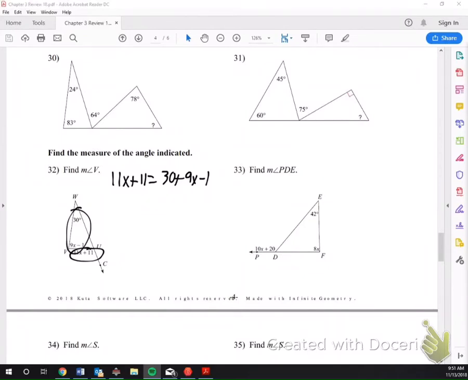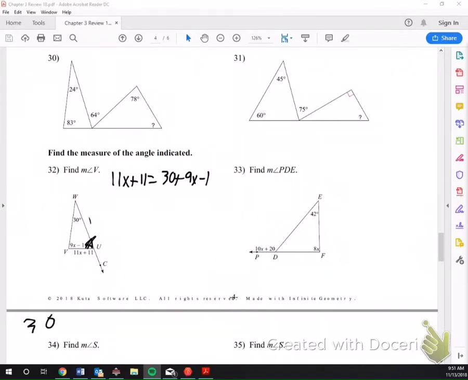Okay, and I just want to quickly explain this again. If I know that, I'm going to put a star right here. That's not a very good star. So that's my missing angle. I know that angle V, angle W, and the star have to add up to 180. I know that 11x plus 11 and the star add up to 180. So if I set those up, and this is like the quickest proof ever.